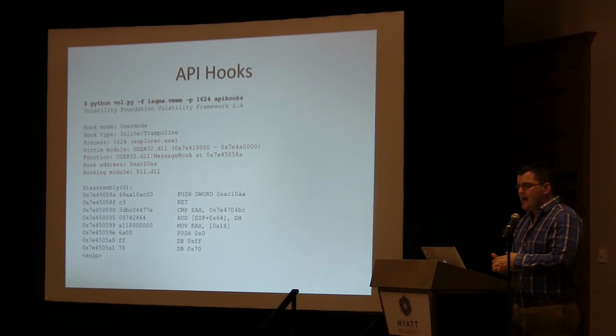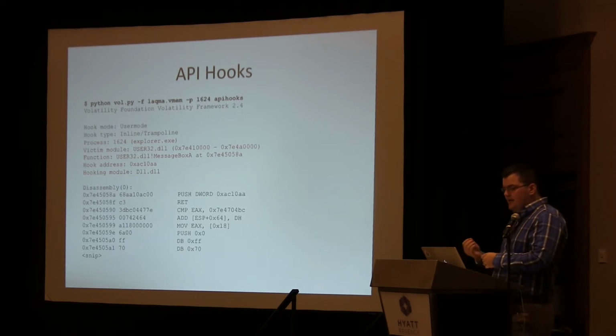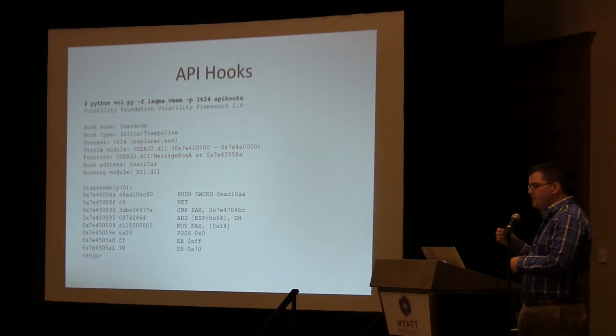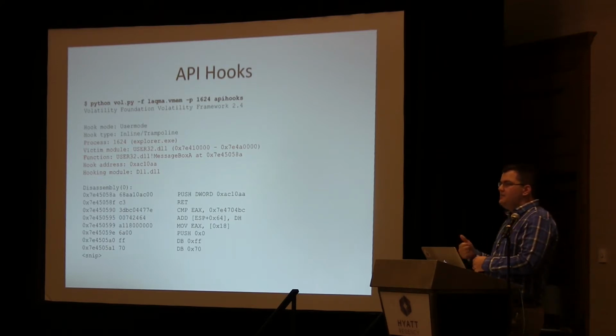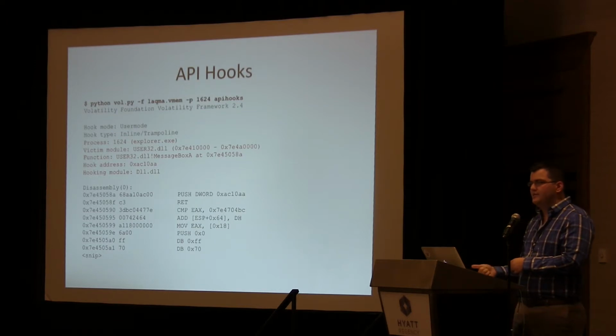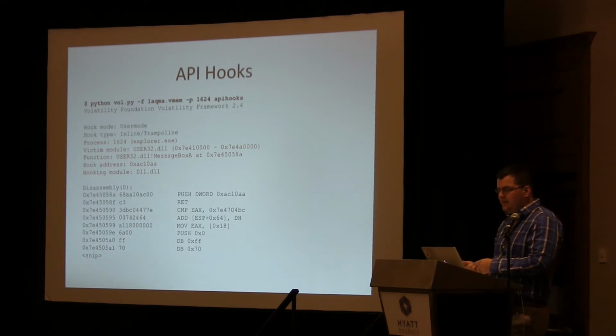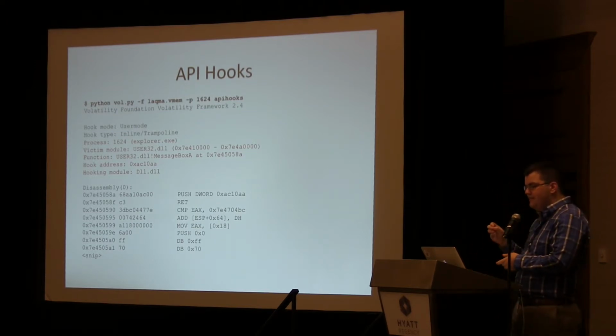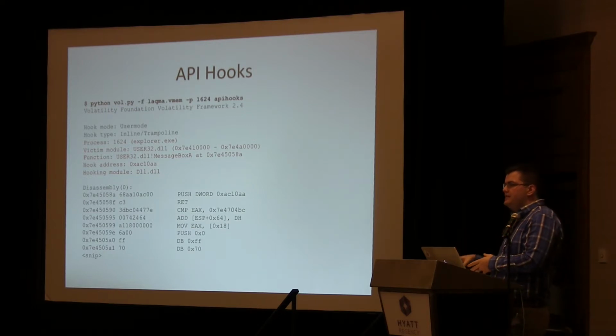With Volatility and the apihooks plugin, what we do is go through and look exactly for that. We often get asked why this plugin is slow, and it's slow because basically what we have to do is, for every process that's in memory, we have to enumerate all of the DLLs that are loaded, we have to find where the application is, and then we have to go find every function that's imported and every function that's exported.